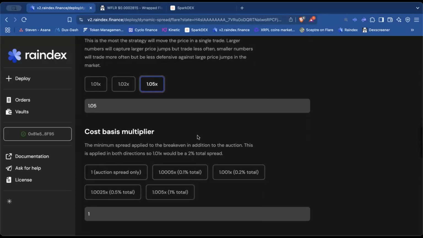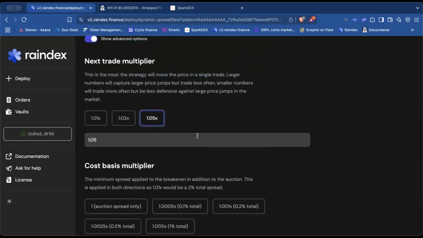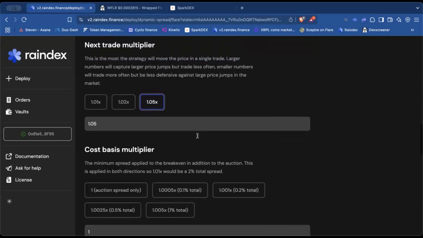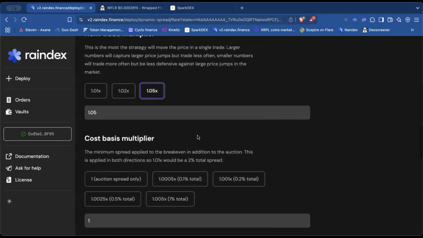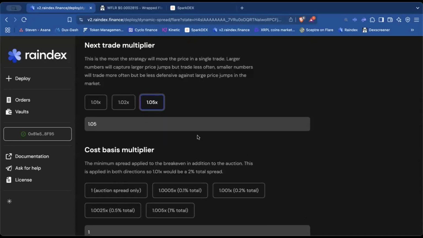Yeah. And I've been experimenting with 1.1. I feel like if we were really volatile, maybe even 1.1 would be great, because then you can really capture, like right now you're capturing 5% of the trade. And that means that you have a 10% spread, five above and five below. Five up and five below.